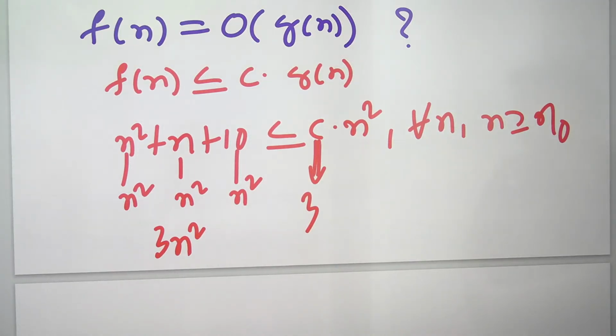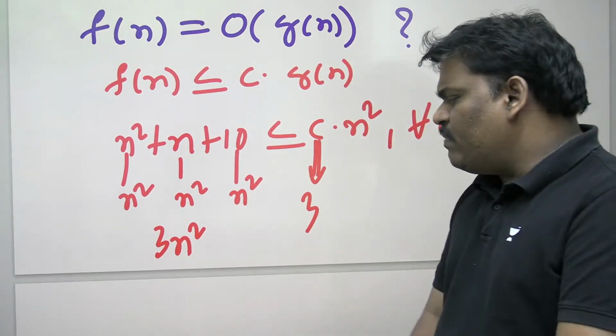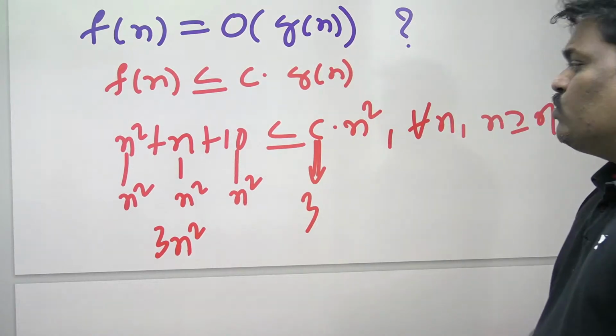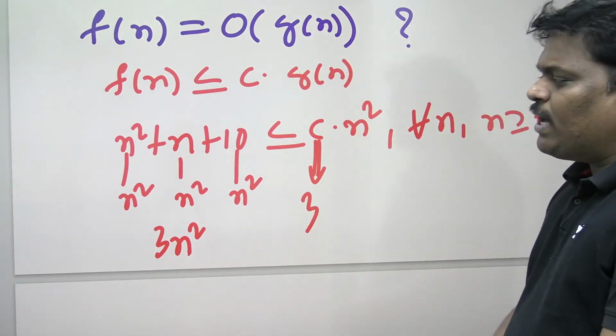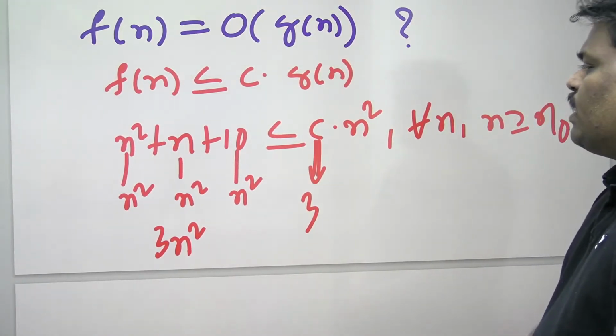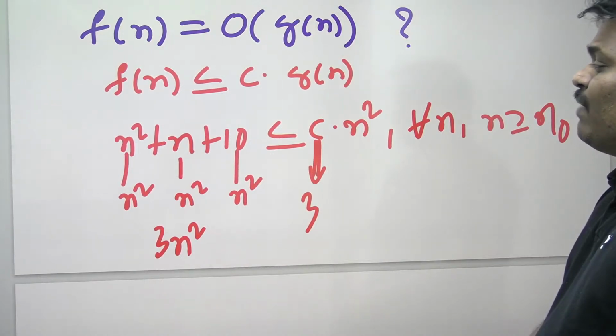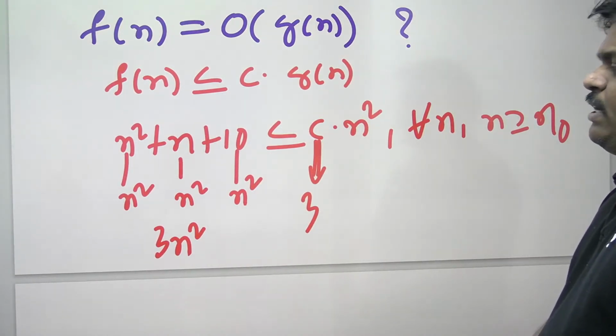Some people are asking, c value 3, sir, how can you say it is bigger? Out of n square, n and 10, the biggest one is n square. If I take it everywhere, it becomes 3n square, so 3n square is bigger than n square plus n plus 10, c value 3. Some people are asking, sir, you fixed the c value, but what about n0? Start checking from 1 onwards. If you take n value 1, left is 12, right is 1.